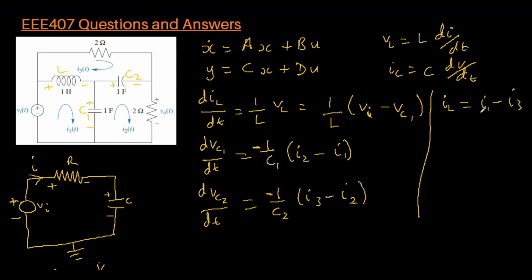Okay, once I have this expression here, it means that I3 is equal to I1 minus IL. So I can express I3 in terms of IL and I1. So I just have I1 and I2 to deal with now. Let's move on to I2.